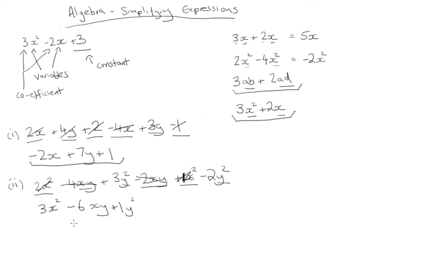Now, another way that this could be written is 3x squared minus 6xy plus y squared, because when 1 is the coefficient, we can just leave it out. Because if there's no number in front of the variable, which is the y, it's considered to be 1. So I don't have to write the 1. I can write it like this, or I can write it like this. Either of those. And they'd both be correct.